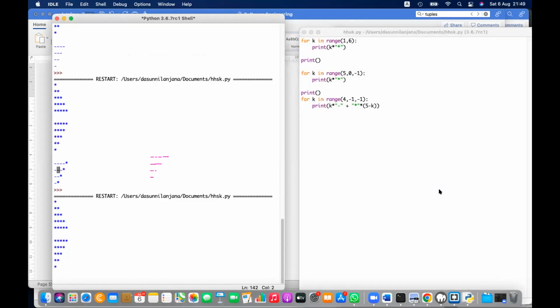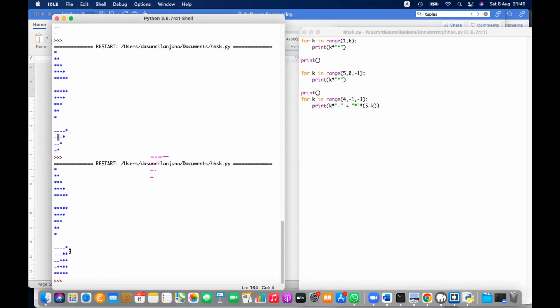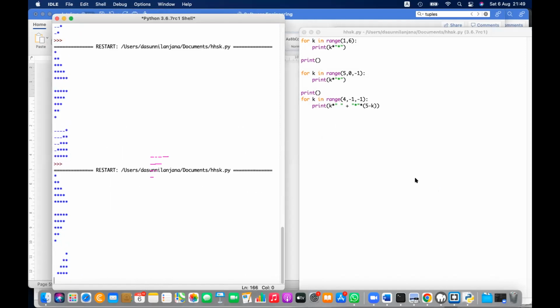All these are about mathematics and logic. Now we can see 1, 2, 3, 4, 5 asterisks. What you need to do is remove this dash. Instead of that, put a space, just a space. That is enough. That will give this result.